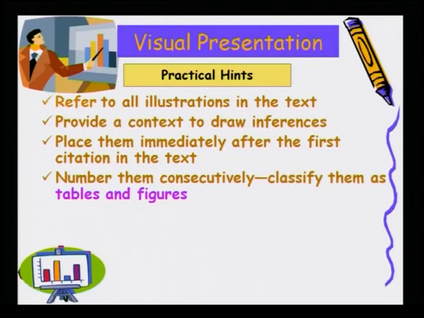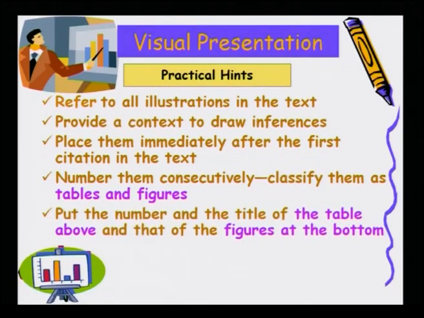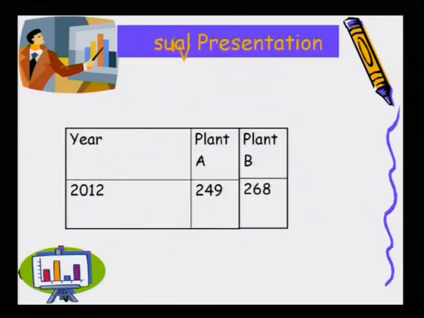Number them consecutively, classify them as tables and figures, number them one by one, sequence them, and put the number and title of the table above. So, a table has the number on the top and that of the figures on the bottom. If it is a figure, the numbers are given below. Now, look at this.